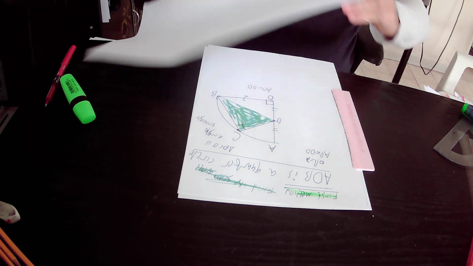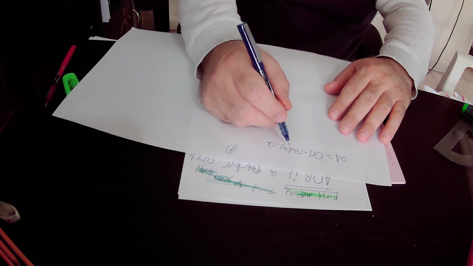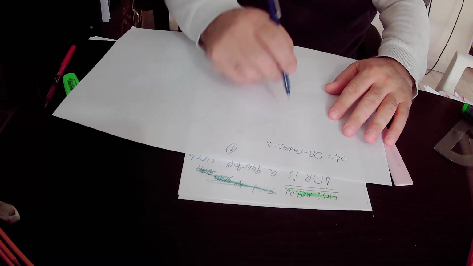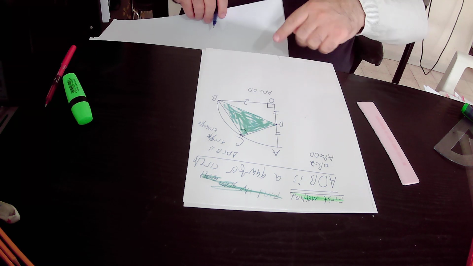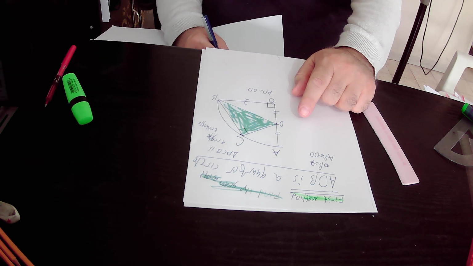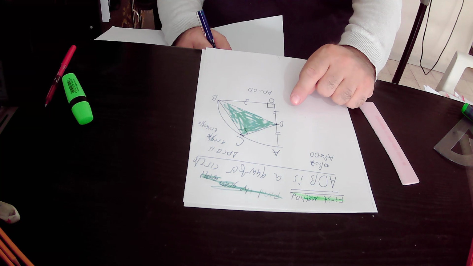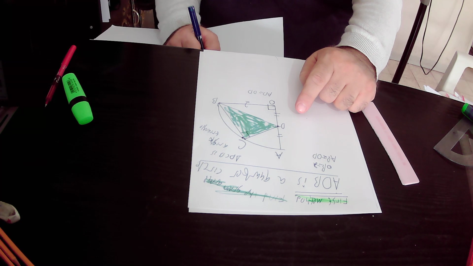So OA equals OD. It is the radius of the quarter circle, which is equal to 2 units. And we know that AD equals DO. If we define AD as X, then DO will also be equal to X. So AD plus DO is X plus X, which is equal to AO, and AO is the radius of the quarter circle, equal to 2 units.